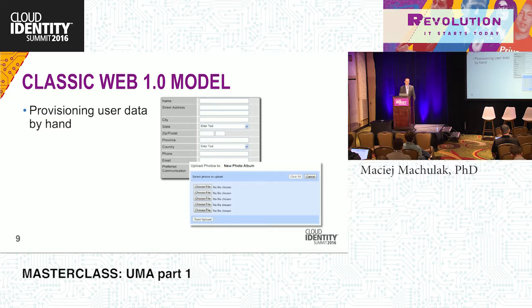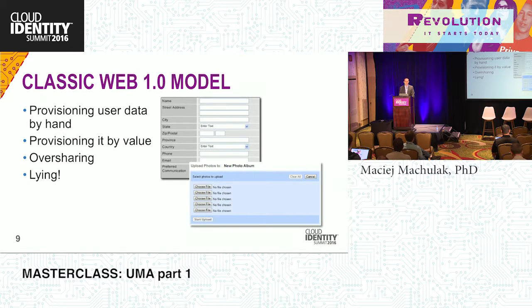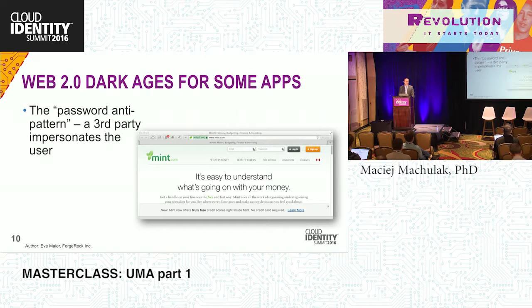There are obvious problems with that. You provision the data by hand because you just have to fill in all the details. You provide it by value, which means that if your address changes, you have to go to all the places and update that. You overshare because there's an entire set of data that has to be provided, so you just fill in all the details before you click on submit. And you often lie because you just want to get to the service and you're not really paying attention to what you're typing.